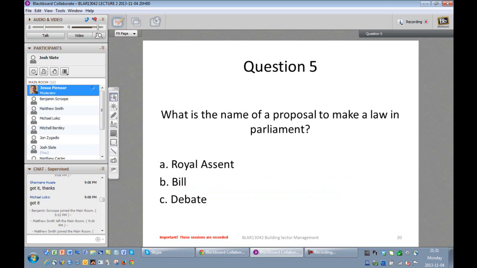All right, and then question number 5. What is the name of a proposal to make a law in Parliament? And there we go, B. We've got B from Simon, same from John and Benjamin. All right, there's a lot of B's over there. All right, so obviously that one was way too easy.